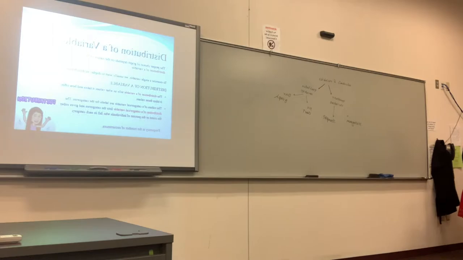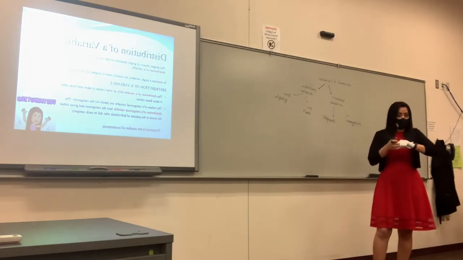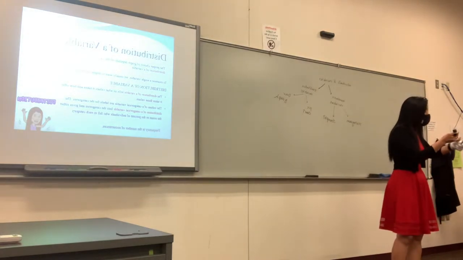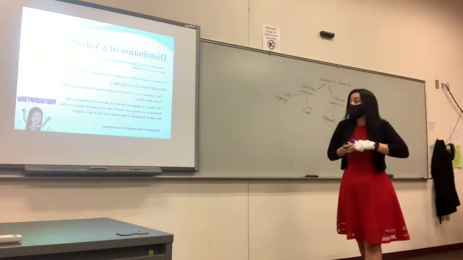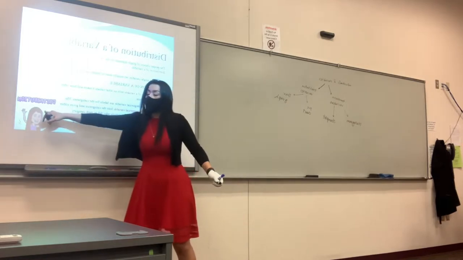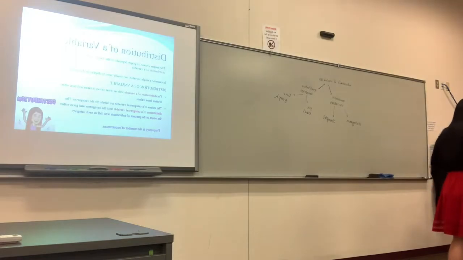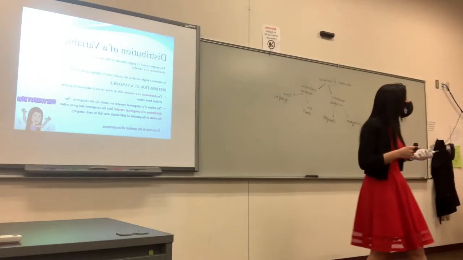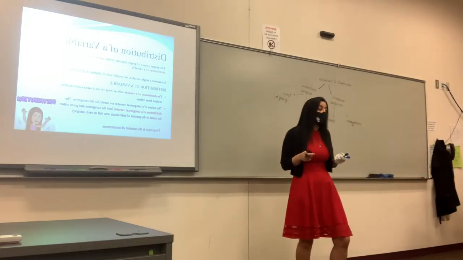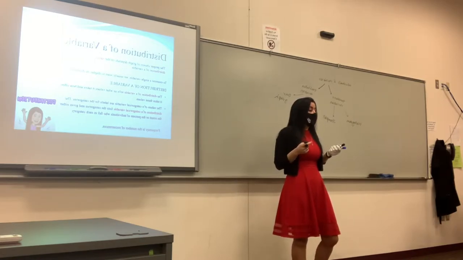Okay. So to be able to draw a graph, the first thing we should know is the distribution of a variable. Distribution, remember this word. The distribution of a variable tells us how often that variable was repeated. Or if we have categories for a variable, it will tell us how often a certain category was repeated.